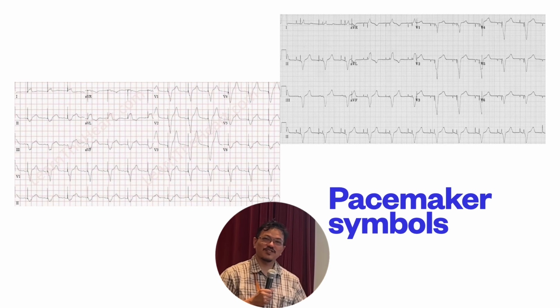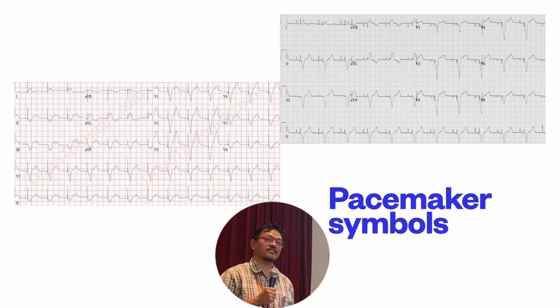VVI is ventricular pacing and sensing. Okay. If no ventricular impulse sensed, then the pacemaker will pace at a pre-programmed rate. If a ventricular impulse is sensed, then pacing is inhibited. So what does the third letter tell you? What is the true definition of what the third letter tells you? It is a response to a sense signal.